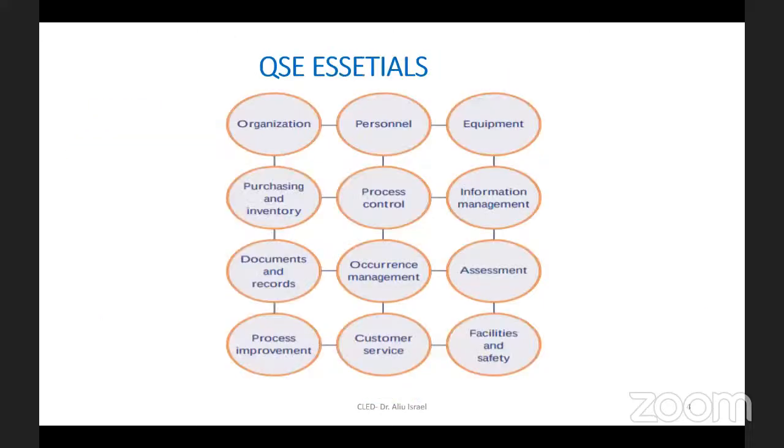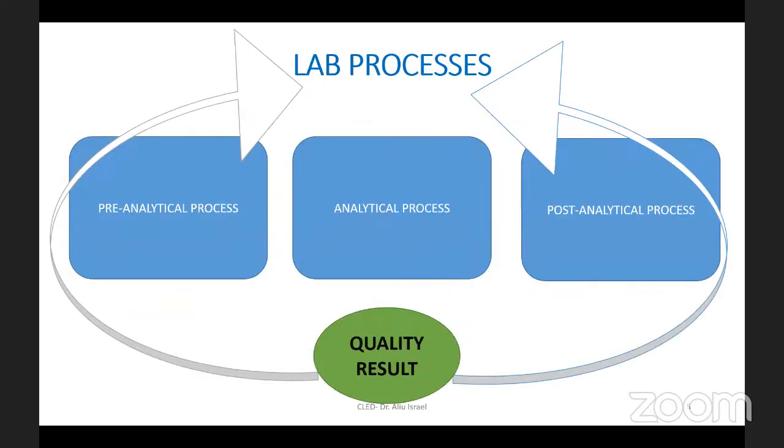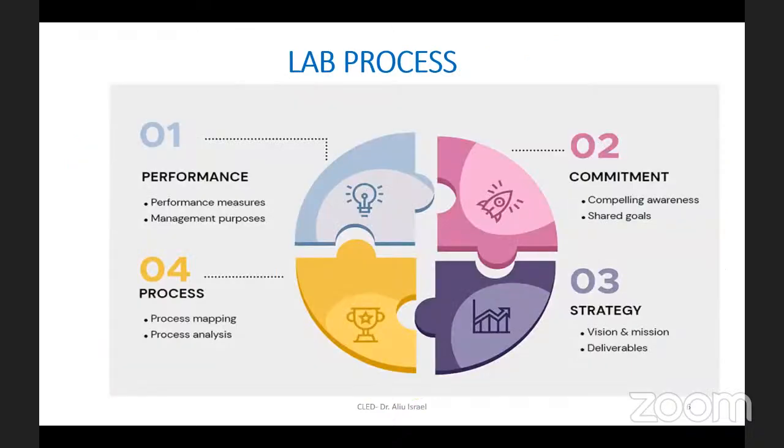Now, these are the 12 quality system essentials, and continuous improvement is a key aspect, which is known as process improvement in the 12 quality system essentials. Using a clinical example, every organization has its process; like in the lab, we have the pre-analytical, analytical, and the post-analytical section. Now, whatever the process, there should be a form of commitment.